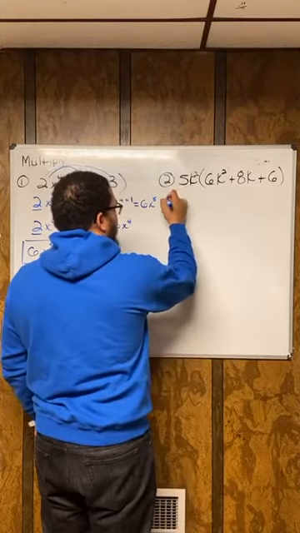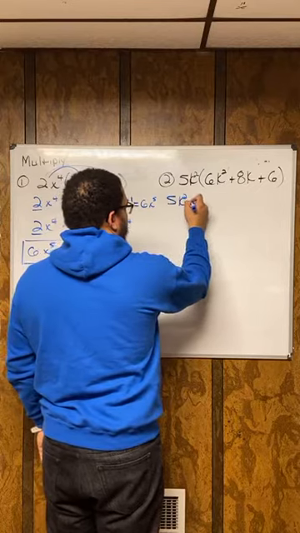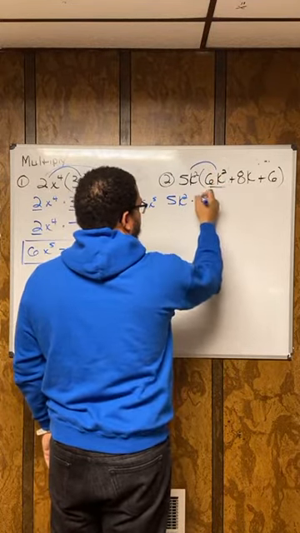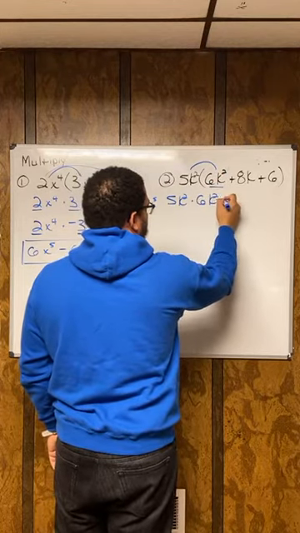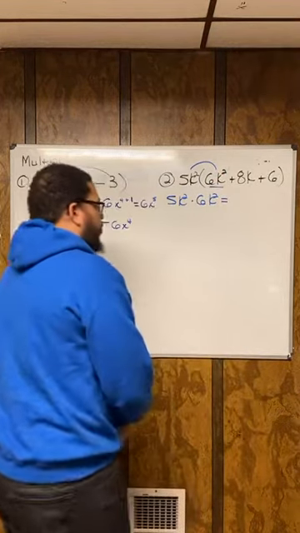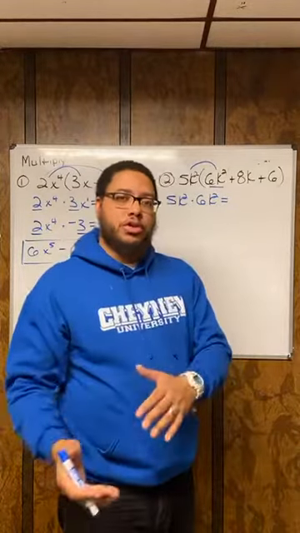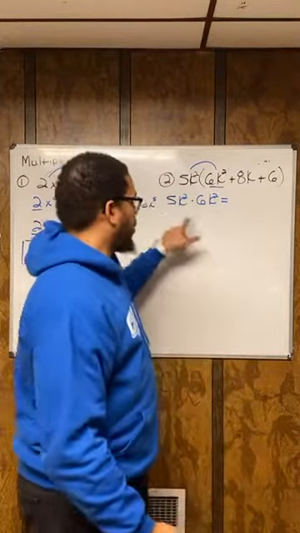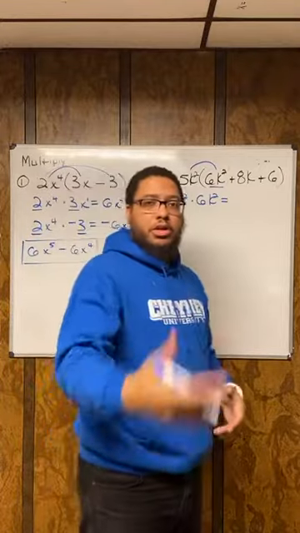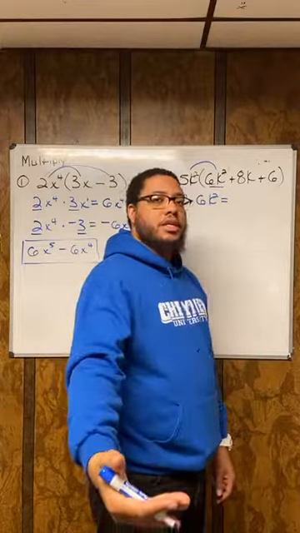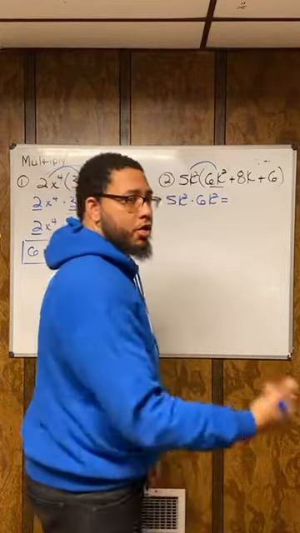So we have 5k squared times the first term, 6k squared. And we're going to figure out what that product is. Now, what I told you, multiply the coefficients first. The coefficients are the big numbers. This 5 and this 6. They get multiplied first. So you do your 5 times 6. And if you know your multiplication facts, you know that 5 times 6 is 30.